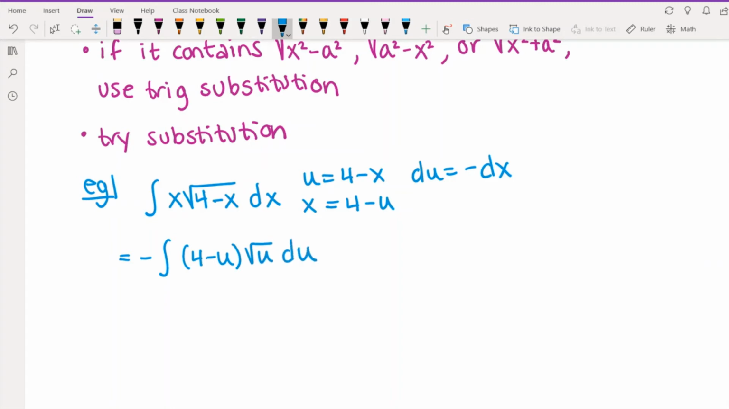And so we could rewrite this integral as negative the integral of 4 minus u times the square root of u du. It looks so similar to what we started with, but the difference is that in the first one, we could not distribute the x into the square root, but now we can. Now we can distribute the 4 and the negative u, multiply those with the square root of u, and then just use the reverse power rule to integrate.